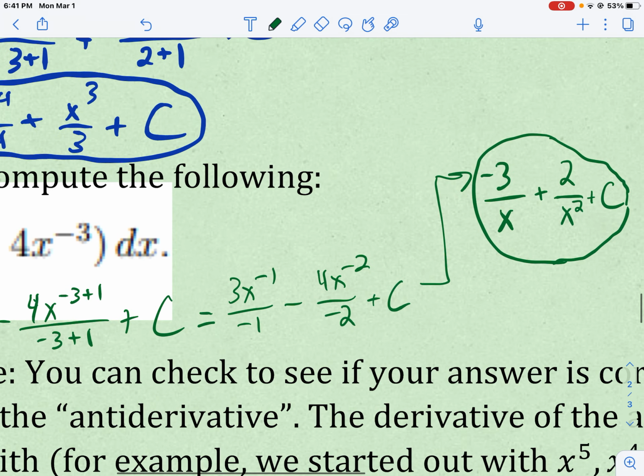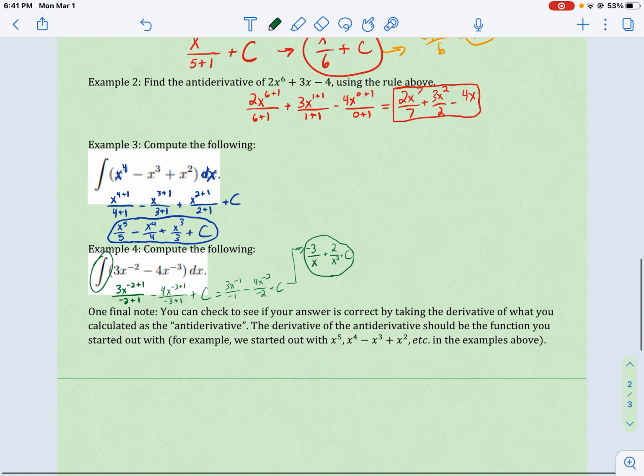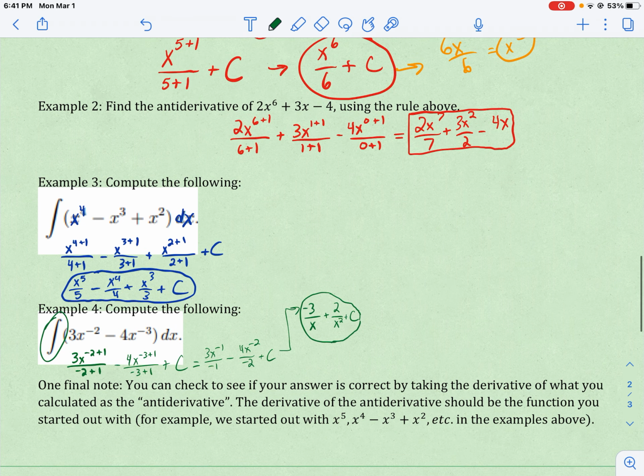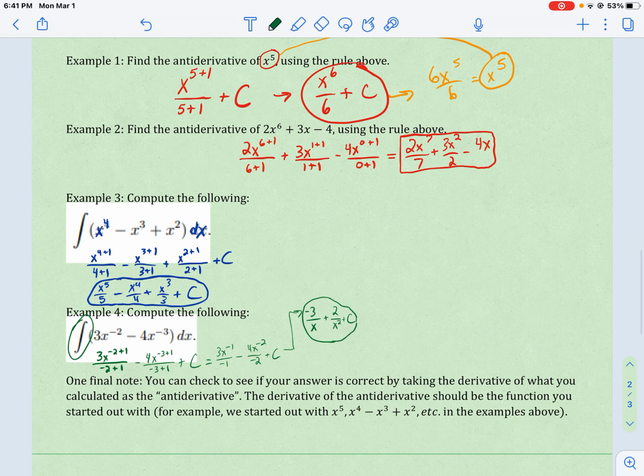Because eventually what we're going to do is plug in numbers for x, just like we did in the derivative section. So one last comment: if you want to check to see if your antiderivative is right, take the derivative of the antiderivative, and that should give you the function that you started with, namely the function that they asked you to find the antiderivative of.